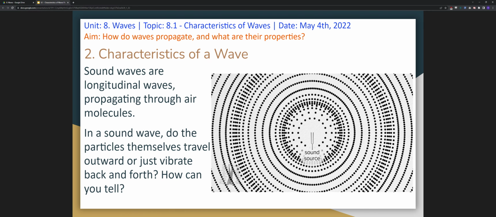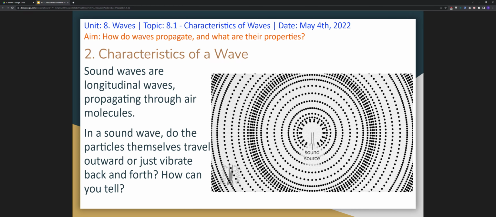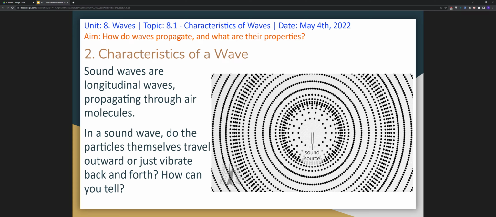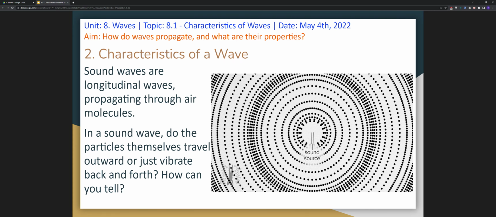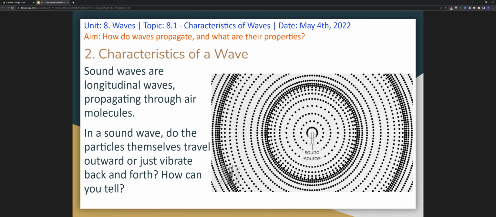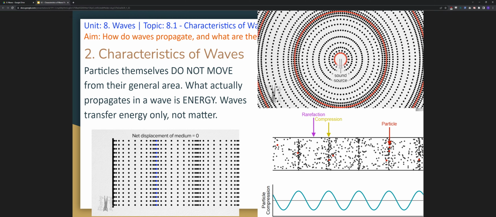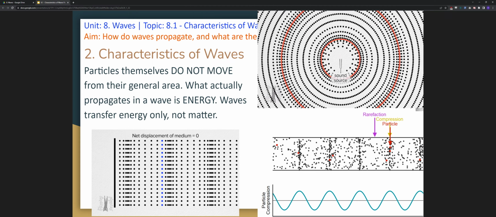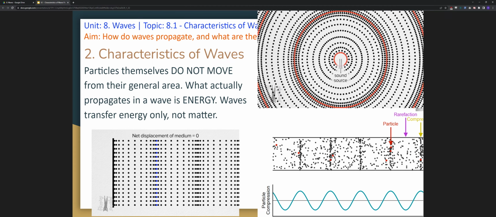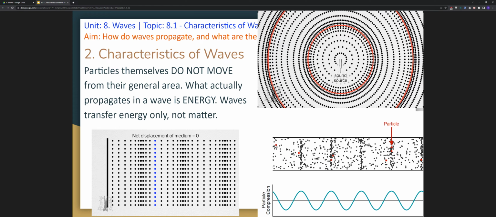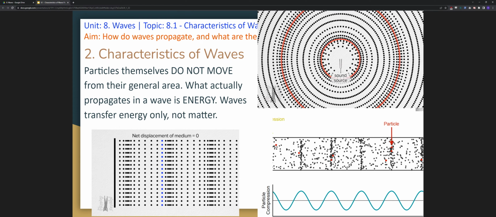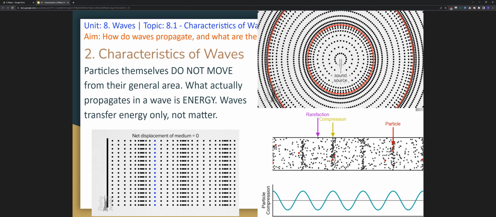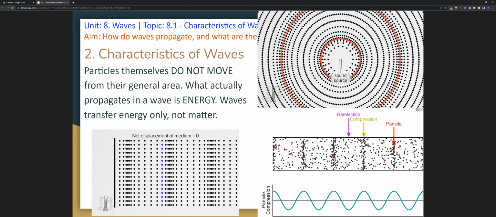I want you guys to look at the particles themselves. Look very closely. Do they actually go away? Do they go outward and we forever lose those particles? As you can see, as you focus in and as the bottom right GIF shows you, the particles don't really move from the general location. They vibrate back and forth, sure, but they don't really go anywhere. They're not being transferred anywhere.